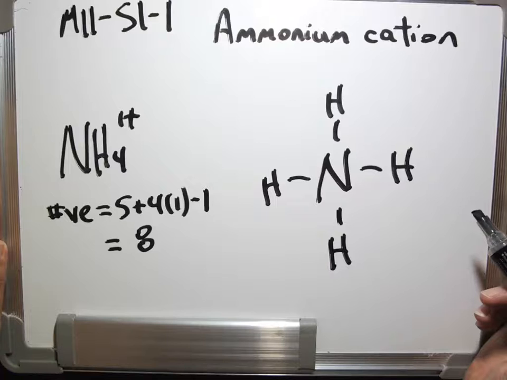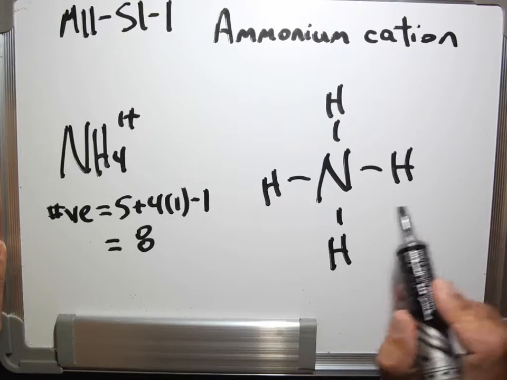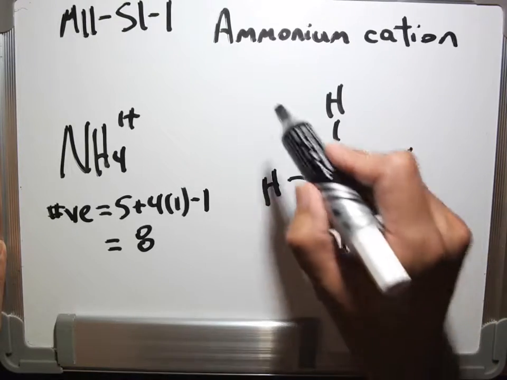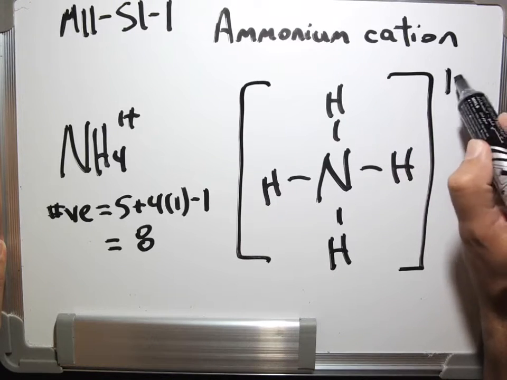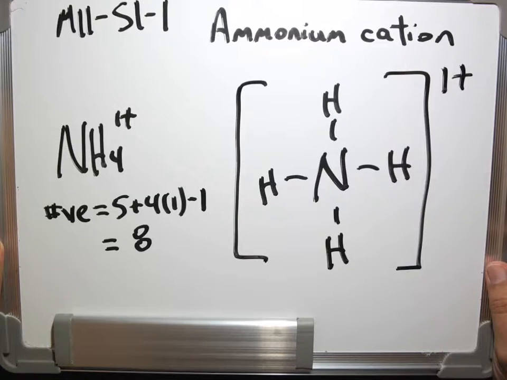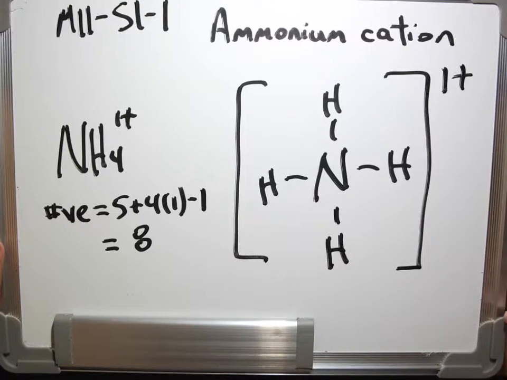We now check to see that we have used the requisite number of valence electrons. There are 8 used in this diagram. Indeed, we had 8 available. We will indicate that the overall molecular ion carries a positive 1 charge. And here we have the Lewis diagram for ammonium cation. Let's do one more.